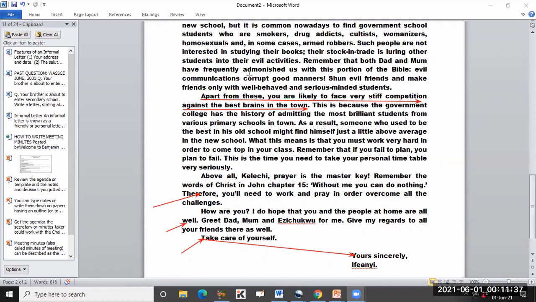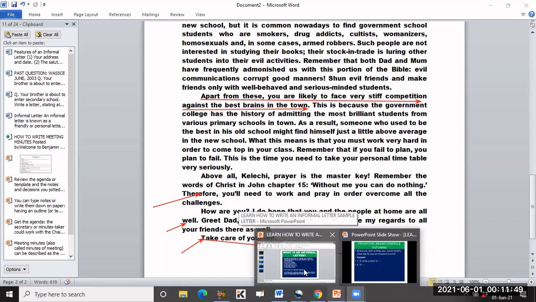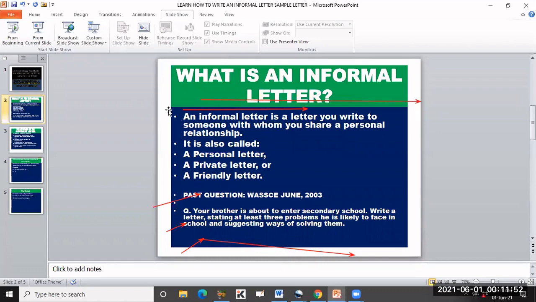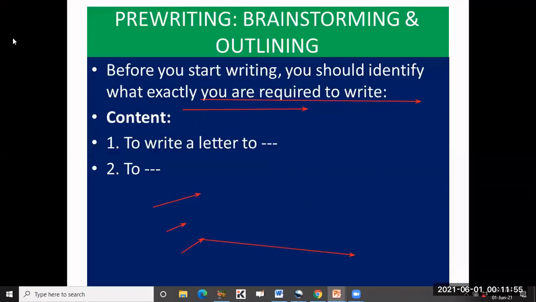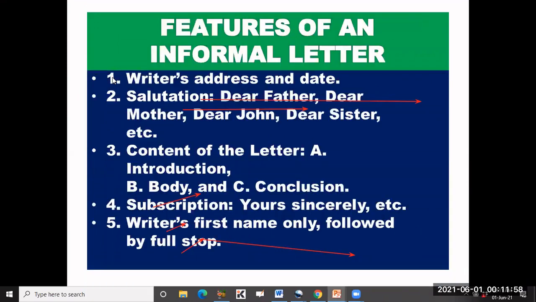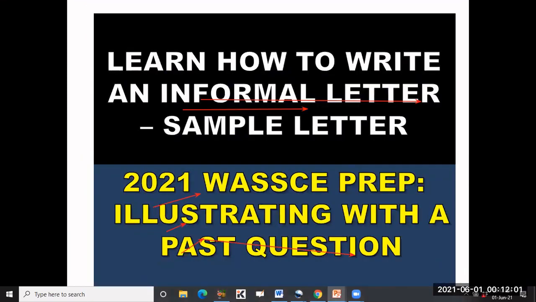And this is where we are going to draw the curtain in today's video. I hope you have been able to follow this discussion. I hope you have followed from the beginning. We actually looked at how to write an informal letter, and we came up with a sample to show you step by step how to do that. All right, so I hope you enjoyed today's video.